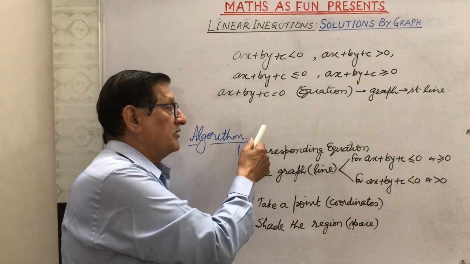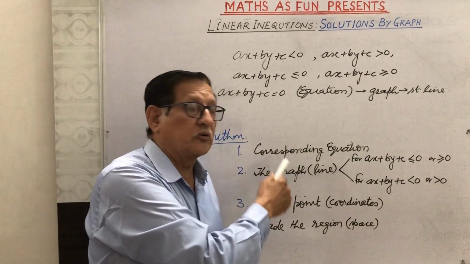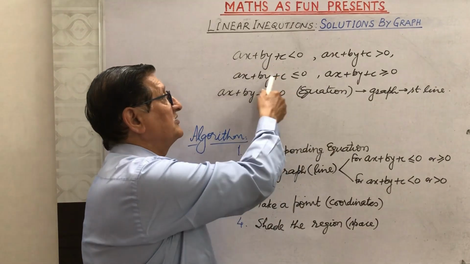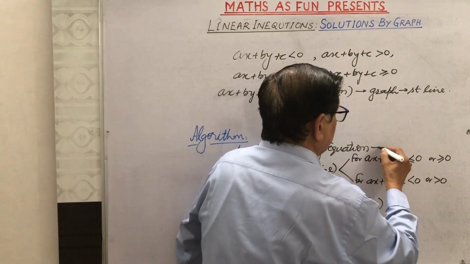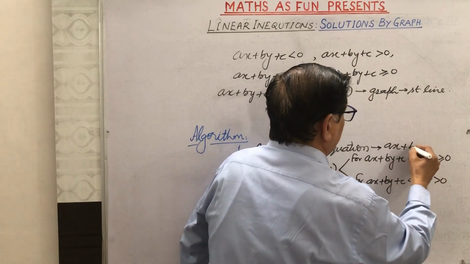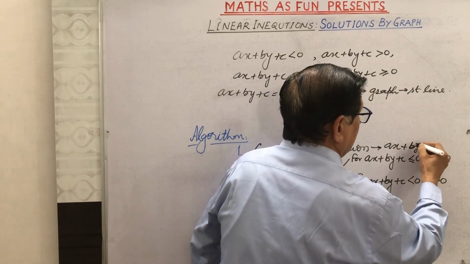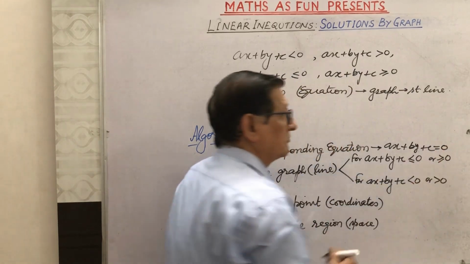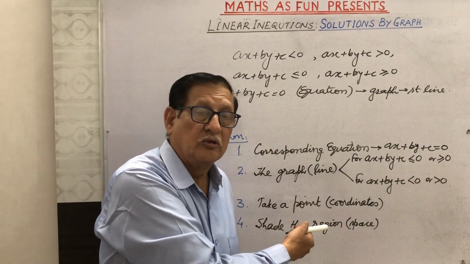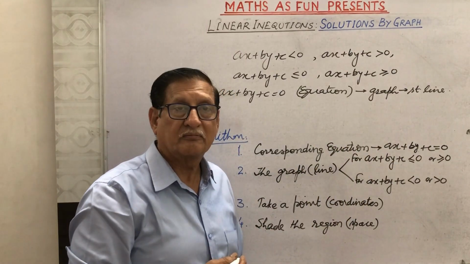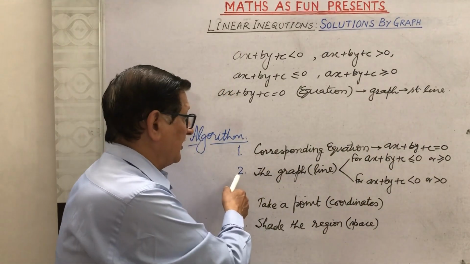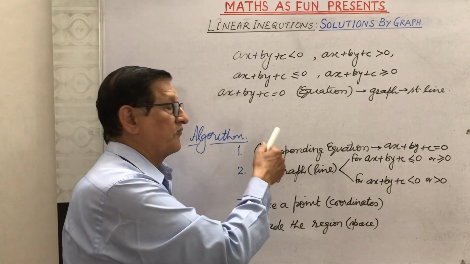First, we will find the corresponding equation of these inequalities. The corresponding equation will be in the form of ax plus by plus c equal to 0. And then we know how to draw the graph of this particular equation. Second point, we will have the graph, the line.